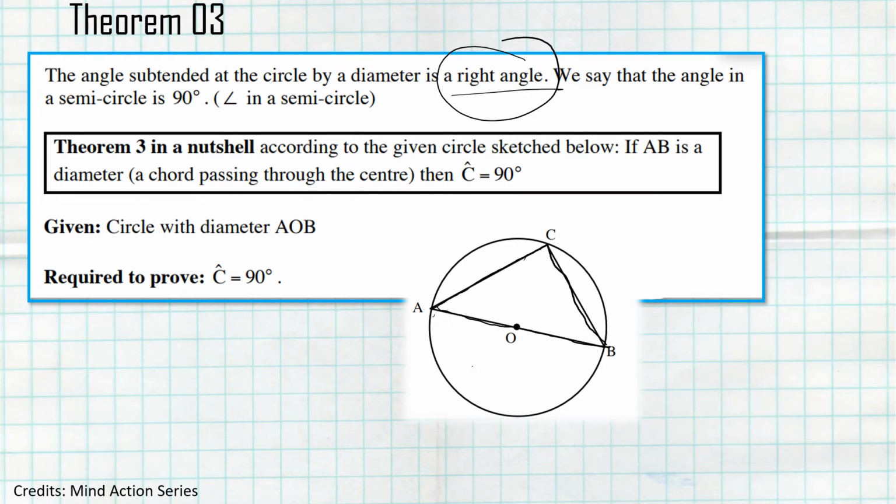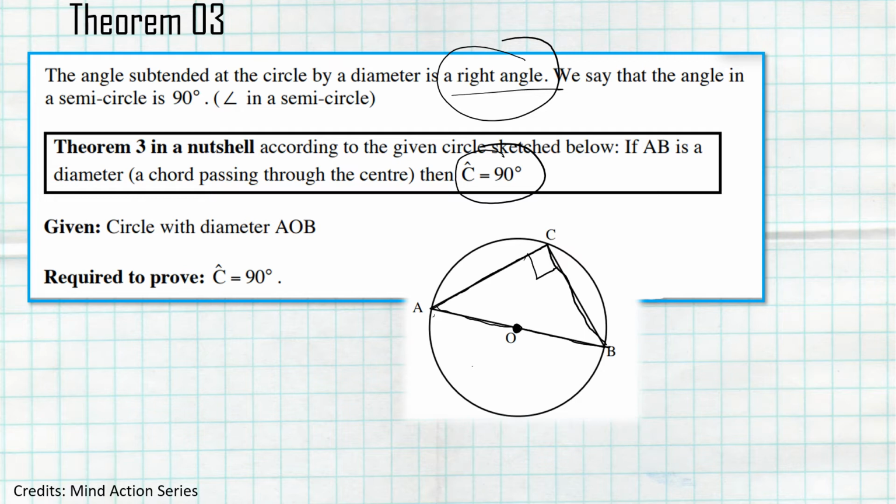So this theorem says, in a nutshell, according to the given circle sketch below, if AB is a diameter, and we can see AB is a diameter because it passes through the center, joining its endpoints on the circumference, right? Then it will subtend an angle at the circumference, which will be a right angle. In other words, angle C will be equal to 90 degrees, right? So that's what the theorem states, and we're just going to prove this theorem.